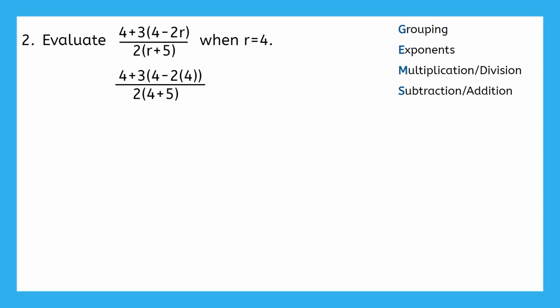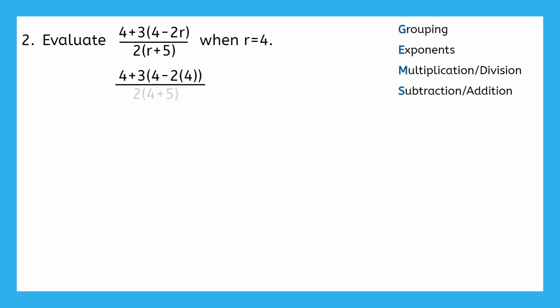We need to start with the grouping first. My expression is one big fraction with a numerator and denominator, and when working with fractions, there are actually two implied groupings that we won't see in parentheses. If it helps you to draw in parentheses, you absolutely can. But basically what we need to keep in mind is that everything in the numerator is one big grouping, and the same is true about everything in the denominator. I'm going to work on the numerator first.